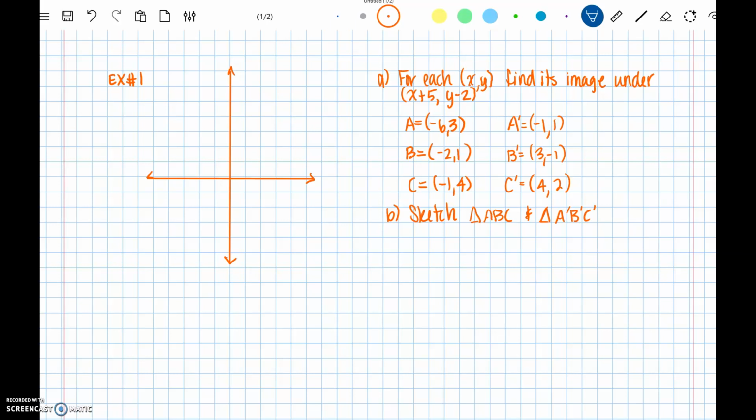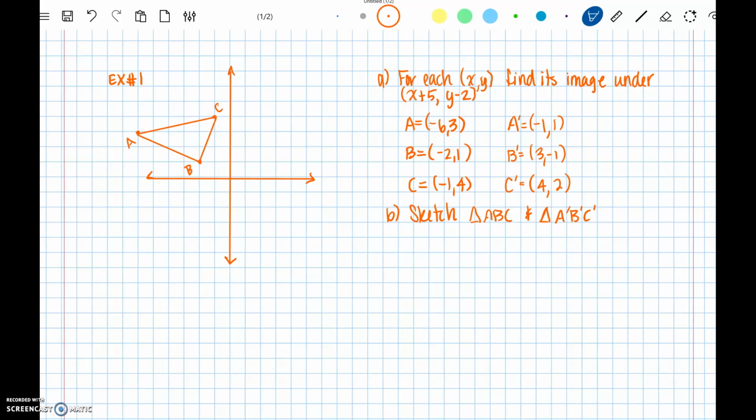So triangle ABC: (-6, 3), there's A. B is (-2, 1). And C is (-1, 4). Since this is a translation, and I know it's a translation because the x and the y are being added or subtracted by a number, then triangle A prime, B prime, C prime has to be congruent to triangle ABC because it's a rigid transformation. A translation is a rigid transformation.